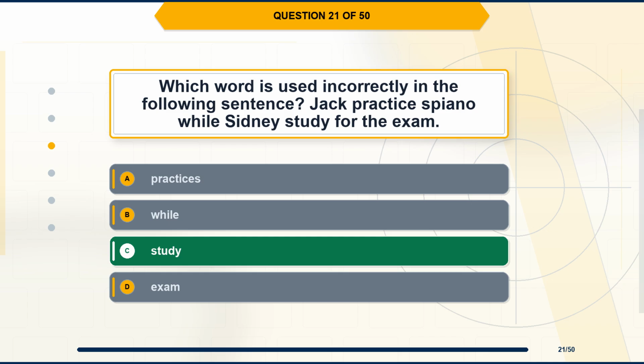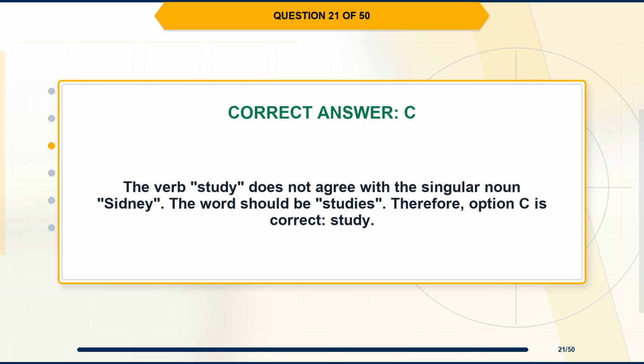The correct answer is option C, study. Explanation. The verb study does not agree with the singular noun Sydney. The word should be studies. Therefore, option C is correct, study.